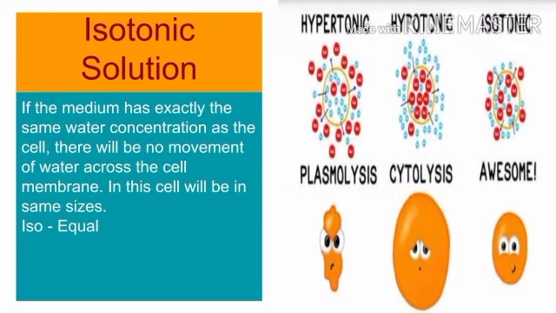The next topic is isotonic solution. If the medium of the cell has the same water concentration as the cell, there will be no movement of water across the cell membrane. In this, the cell will stay the same size. Here iso means equal. The following picture depicts the isotonic solution, in which the cell is in a good condition. The last figure depicts this.